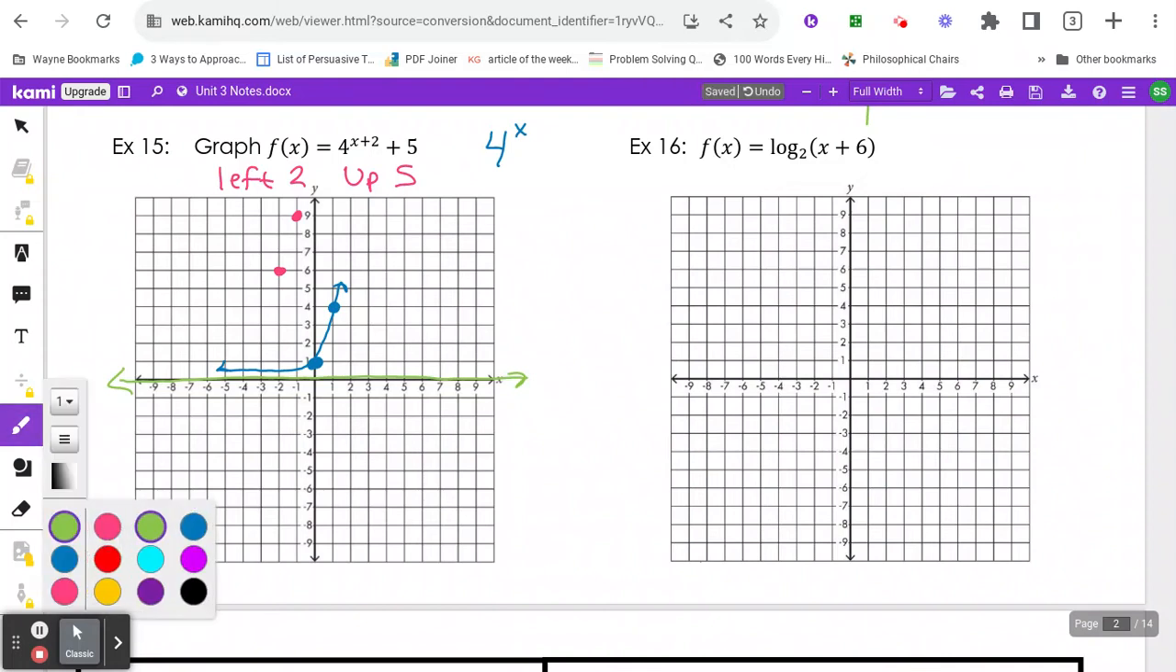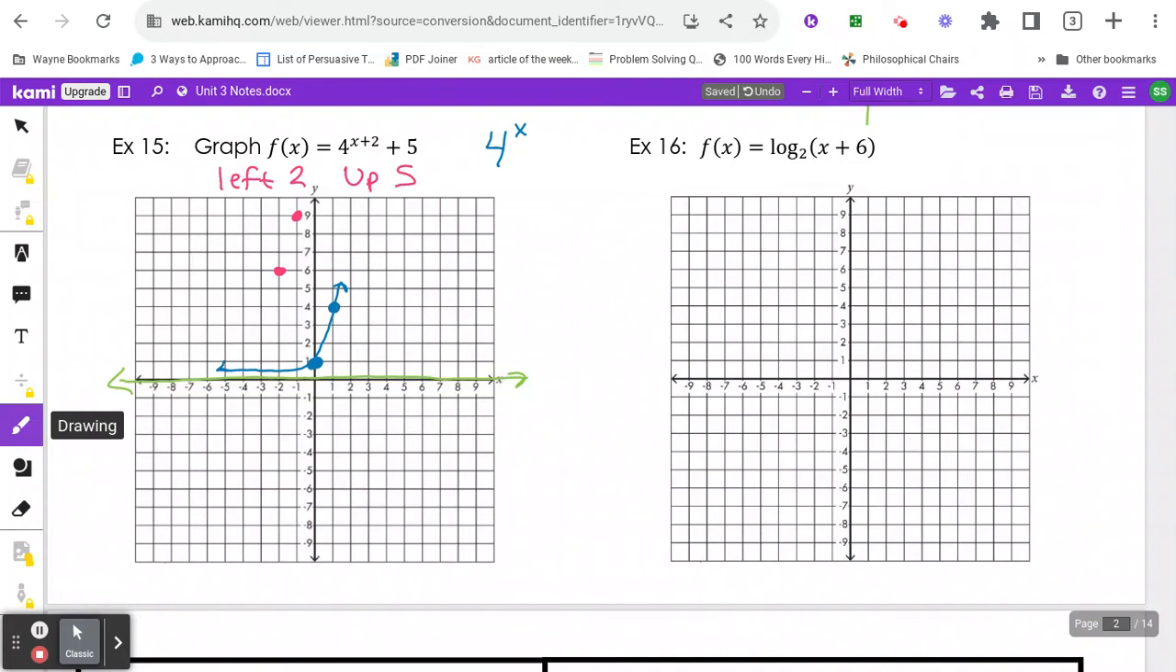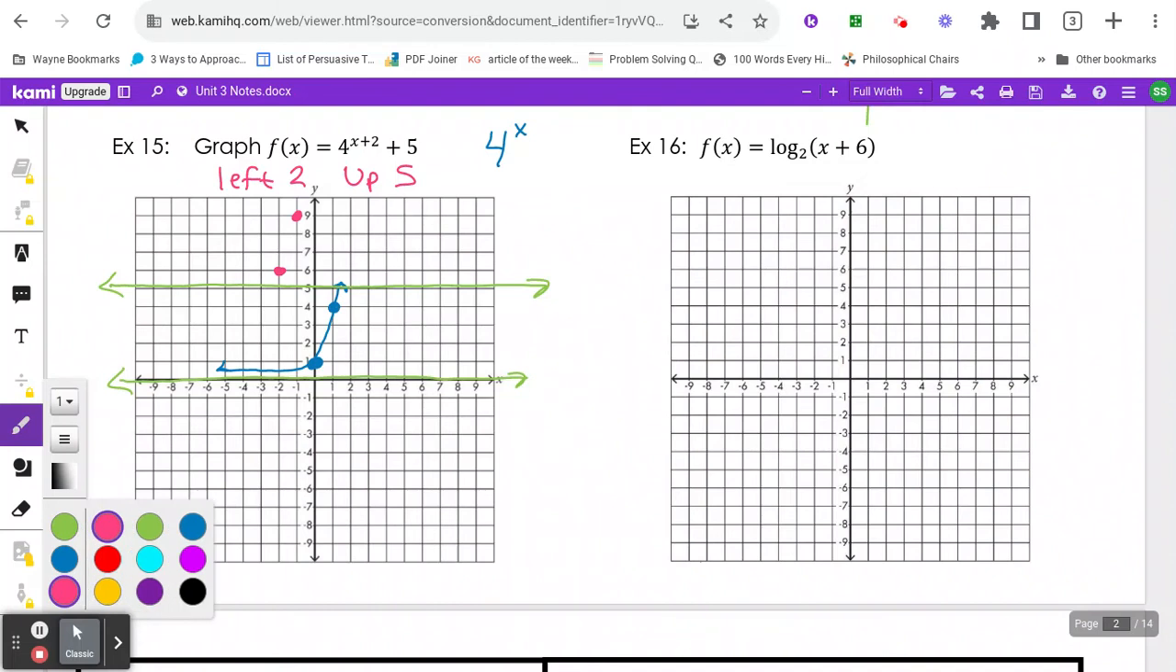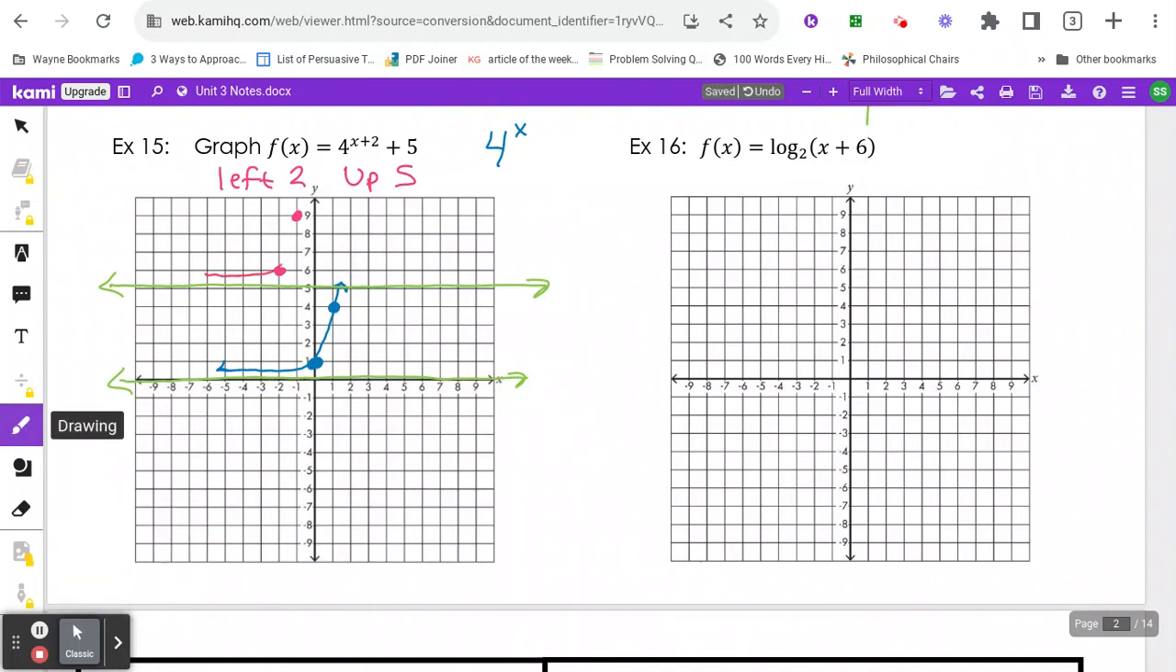And then I'll move my asymptote line. Again, this asymptote line is going in the left-right direction, so moving it left 2 is not going to matter. I'll just move it up 5. Ends up being right there. And then that helps me draw my exponential graph the right shape.